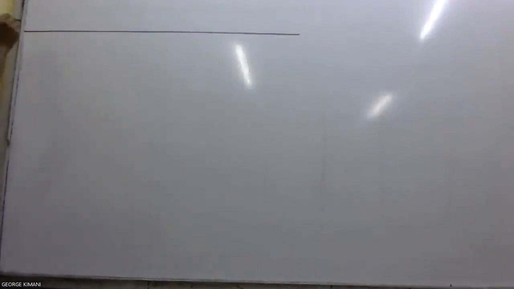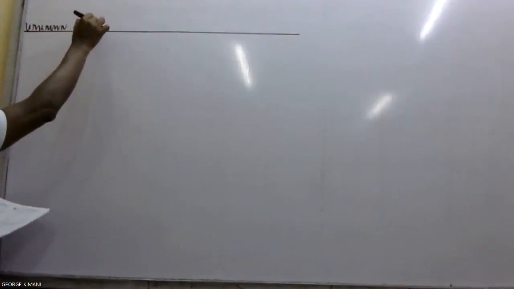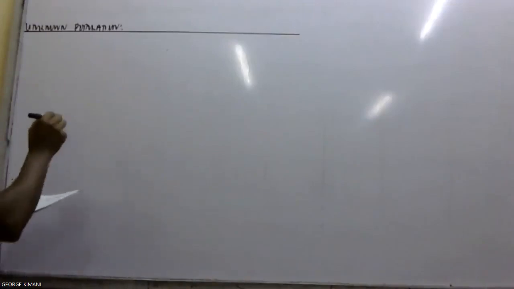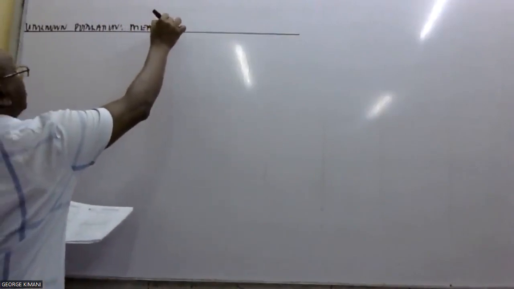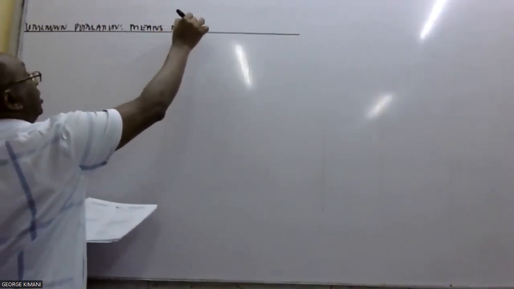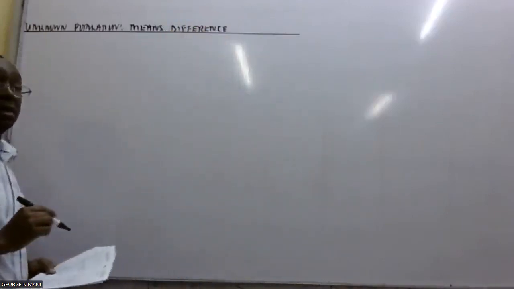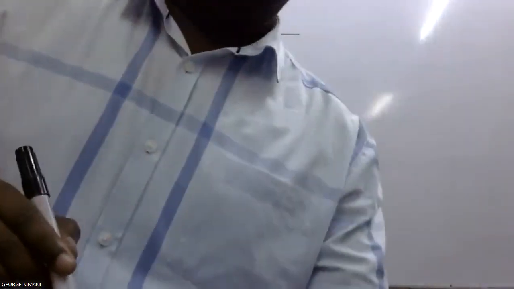And as you can see, this is a case of unknown population. With unknown population, we are told to check whether there is a difference. So it's a case of means difference. So we need to compare the two means which are not provided.